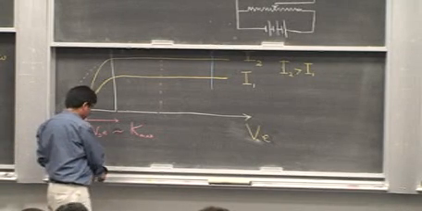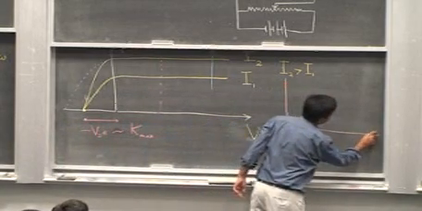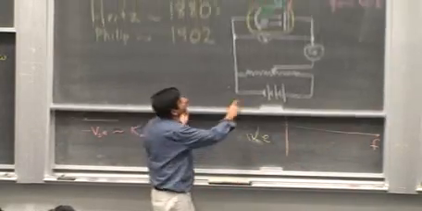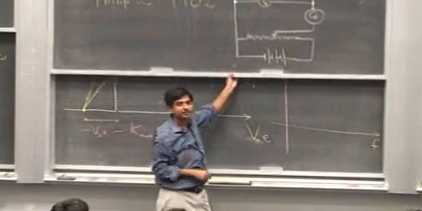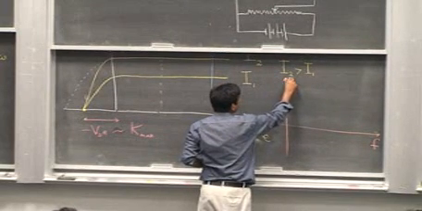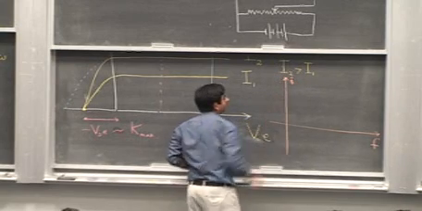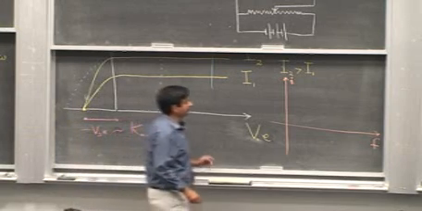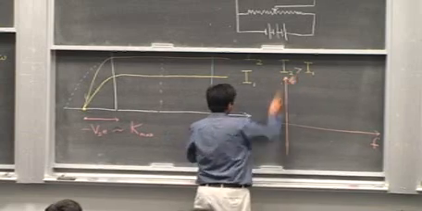The other observation was the following. If you change the frequency of the incoming light by adjusting the filter, so you can have filters for different frequencies, and you have the photocurrent, first of all, the observation was, alright, so suppose here you have the stopping voltage Vs.